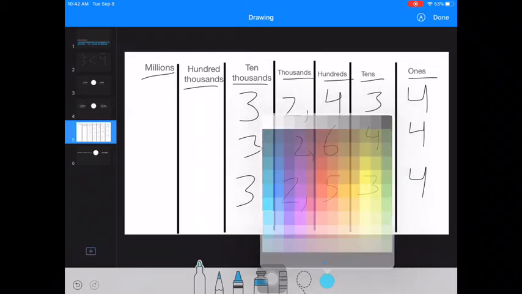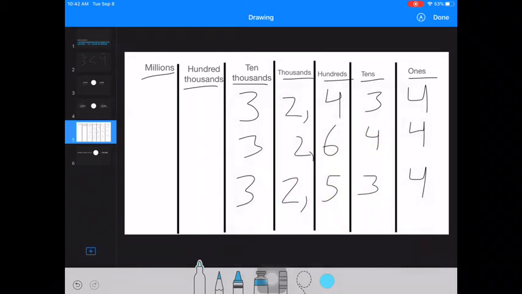Well, you just take a quick look. What do they all have? Well, let's say them all together. This first number is 32,434. The second number is 32,644. And the third number is 32,534. What do we notice about all 3 of these numbers?